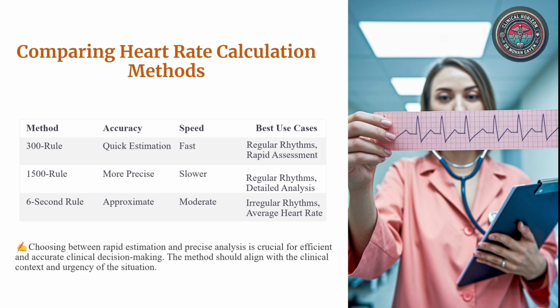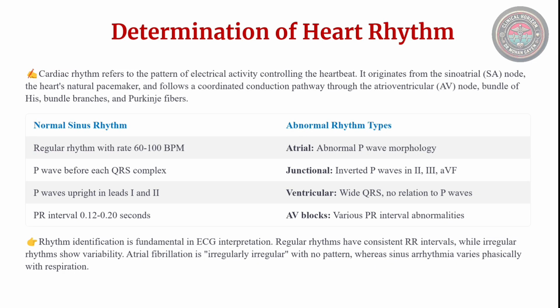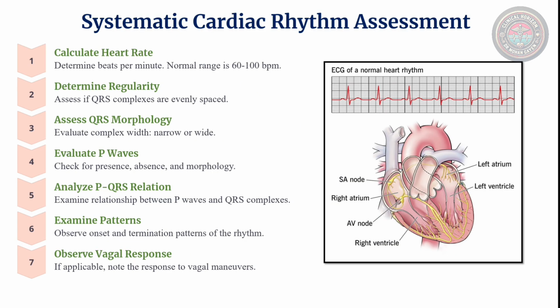Understanding cardiac rhythm: normal versus abnormal. Once the heart rate is determined, the next step is rhythm classification. The heart's rhythm is classified based on where it originates and whether it is regular or irregular. A normal sinus rhythm originates from the sinoatrial or SA node, which is the heart's natural pacemaker. It is characterized by a rate between 60 and 100 beats per minute, a P wave before every QRS complex, and a consistent PR interval. This rhythm ensures that the heart maintains efficient blood flow and oxygen delivery to the body.